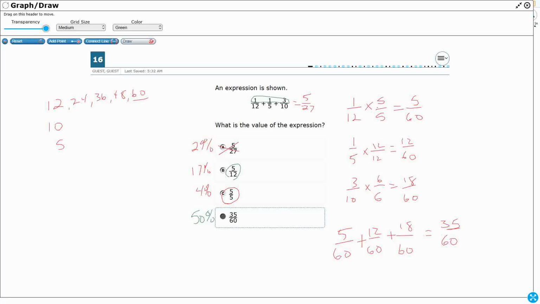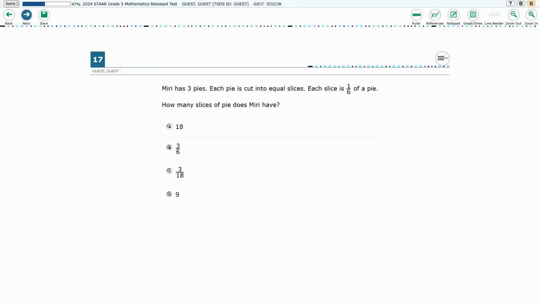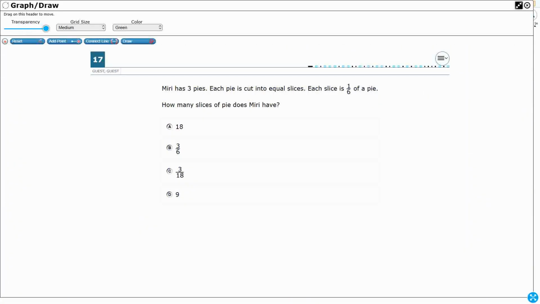35/60. And so for this item, right, this was the 12th hardest, 12th most difficult. So not the easiest, but definitely not the hardest as well. And so looking at our next item, at number 17. We are dividing whole numbers and unit fractions. This is standard 5.3L.